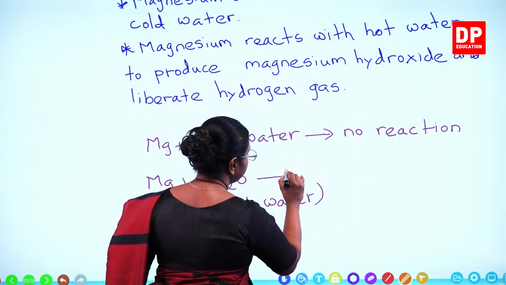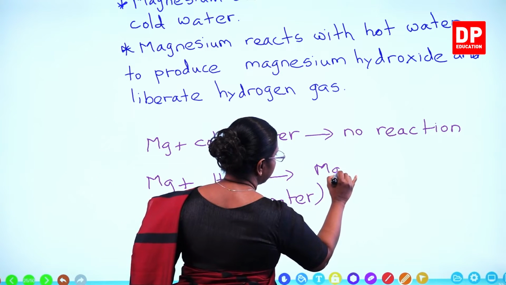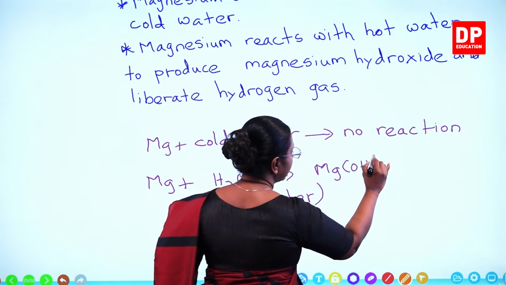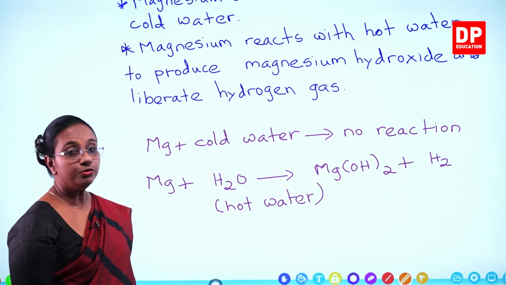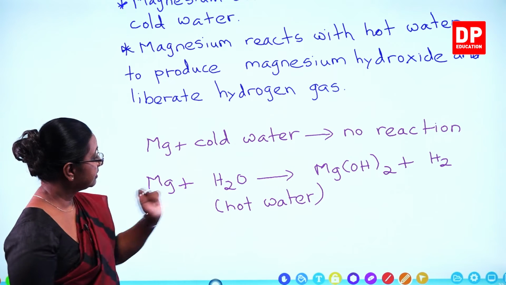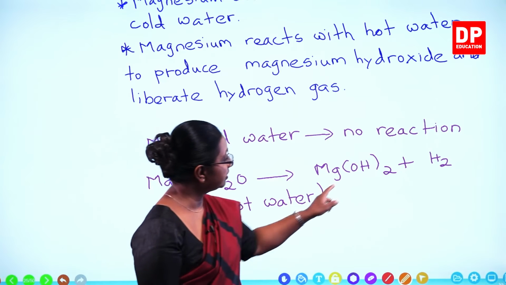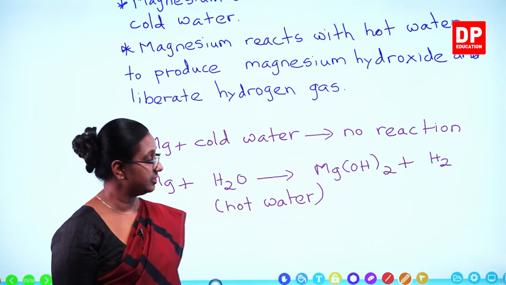So here the products are going to be magnesium hydroxide and H2 gas. Now what do we do? We need to balance. Magnesium is balanced. There are 2 hydrogens, 2 plus 2, 4 hydrogens.